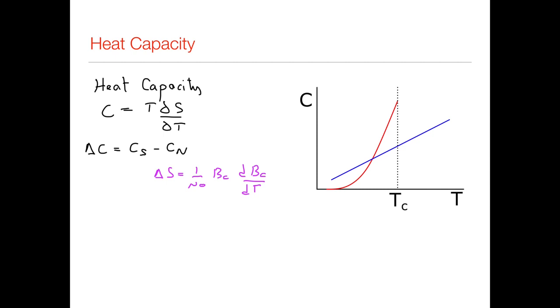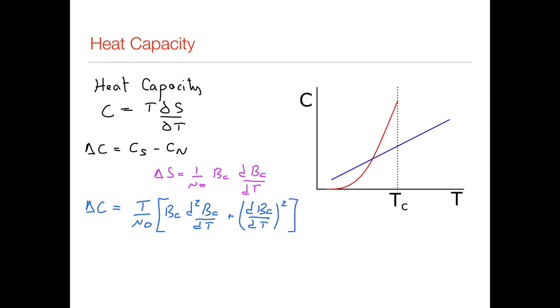Plug that into that formula, and I'm going to get delta C is equal to, okay, the T stays out the front, 1 over mu naught. I need to do the product rule on this. If I differentiate the second term, the derivative first, it will give me Bc times d2Bc/dT2. And then I need to differentiate the Bc term, that gives me dBc/dT. So I've got two of those multiplied together, so (dBc/dT) all squared.